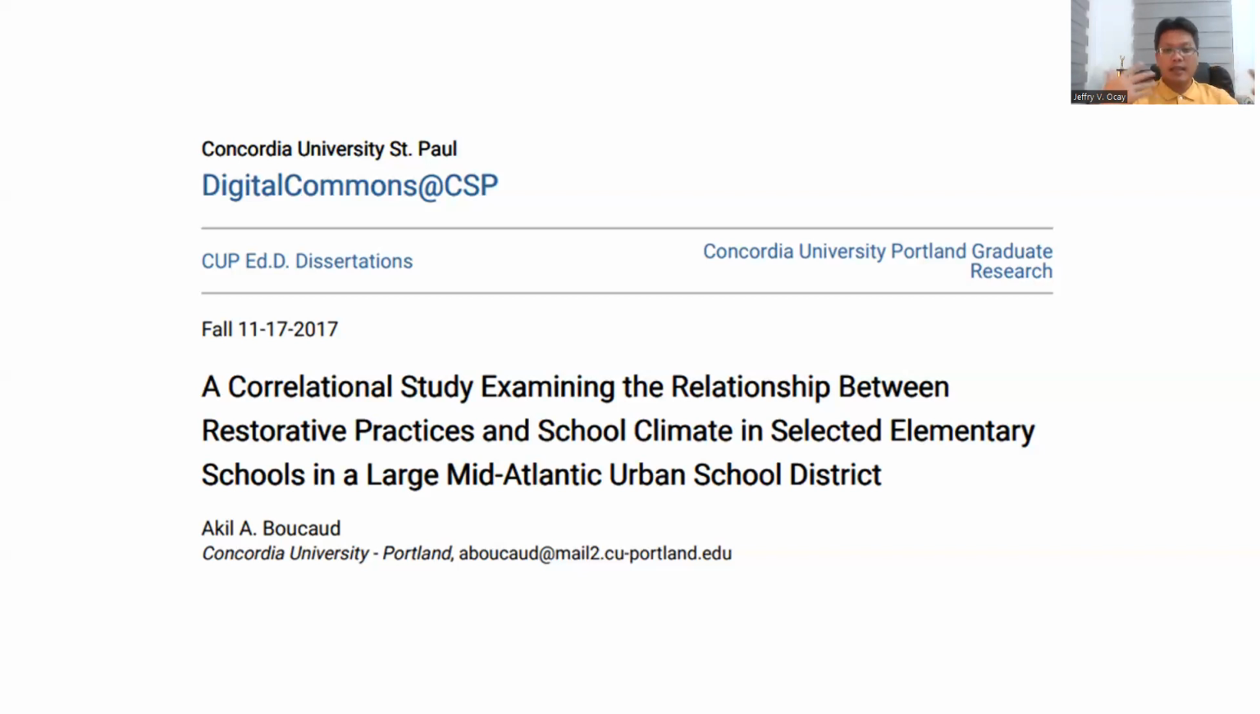So the result of the study in this case is going to be a relationship between two variables, restorative practices and school climate, in that particular school. So that's exactly the hint of the results of the study. And then third, it's very clear that the research subjects are elementary schools in large mid-Atlantic urban school districts. I'm not sure where that mid-Atlantic is, but I'm sure it's a place.